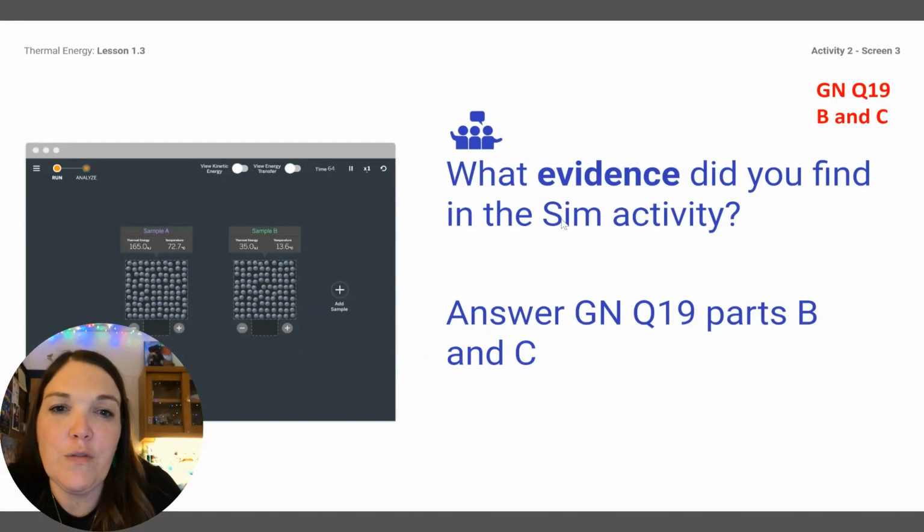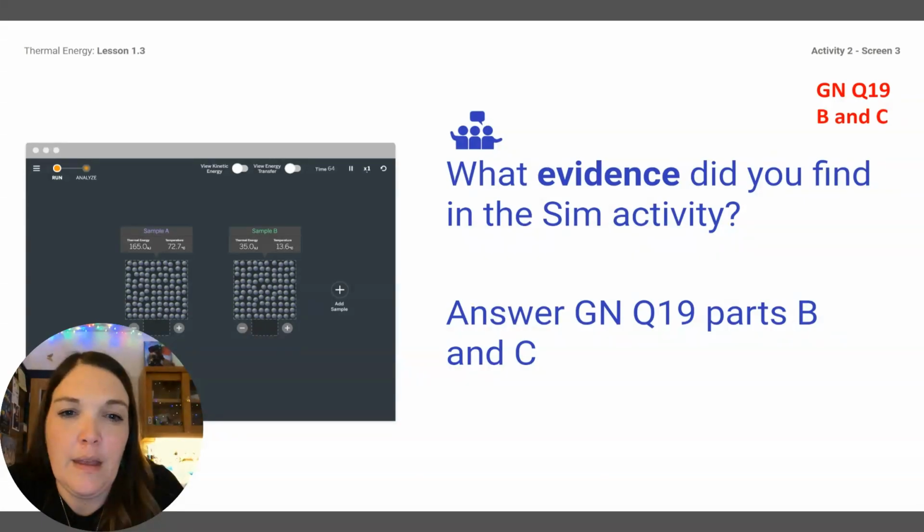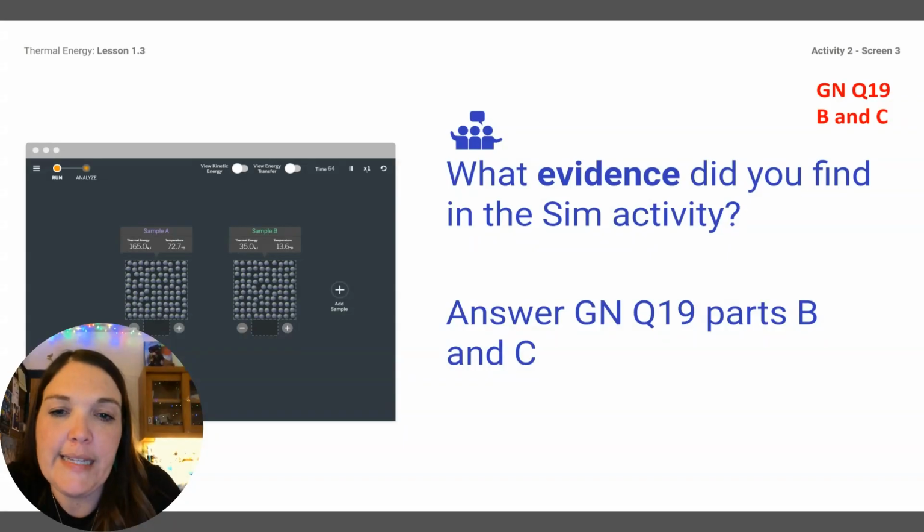What evidence did you find in the sim activity? Answer Guided Notes question 19, parts B and C. Part B, what do you notice about the movement of the molecules of the two samples? And C, explain what you discovered from the simulation about why food coloring spreads faster in warmer water. You can pause if you need to.